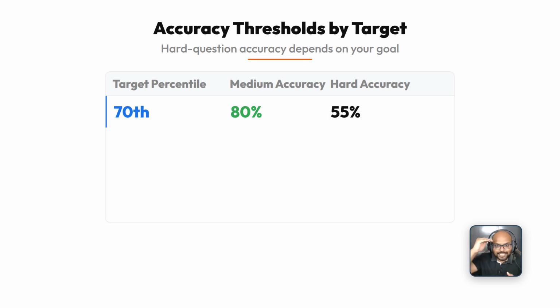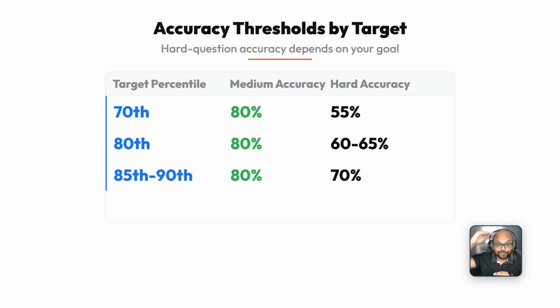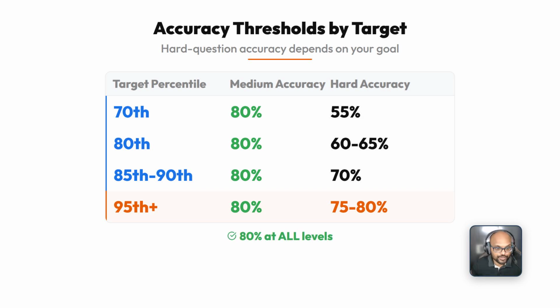At the 70th percentile target, you need 55% accuracy on hard questions. At the 80th percentile target, 60 to 65% accuracy on hard questions. At the 85th percentile target, you need 70% accuracy on hard questions. And 95th percentile or above, you need 75 to 80% accuracy on hard level questions. Then, only then, you add the clock on the hard questions.